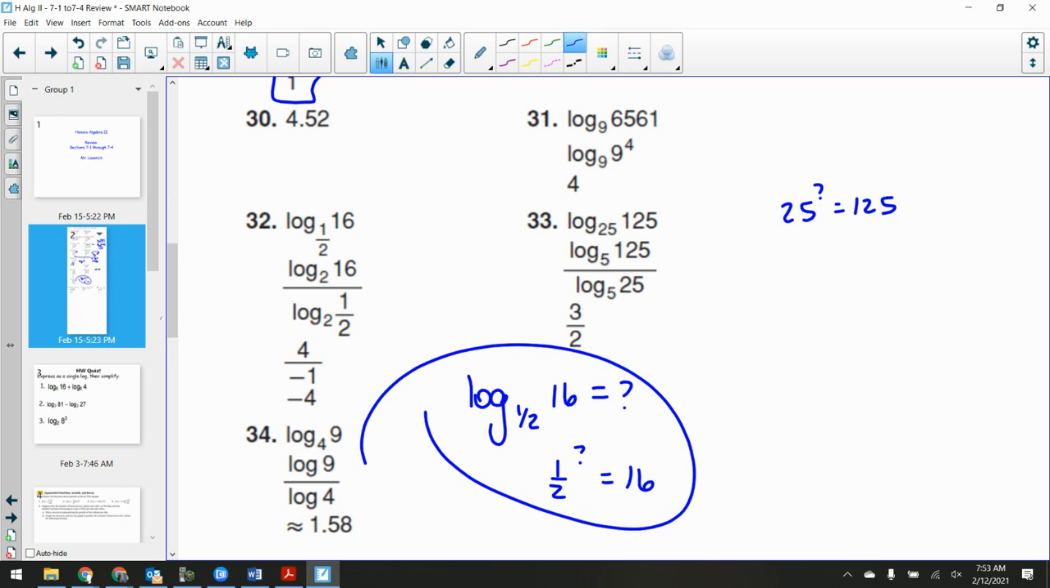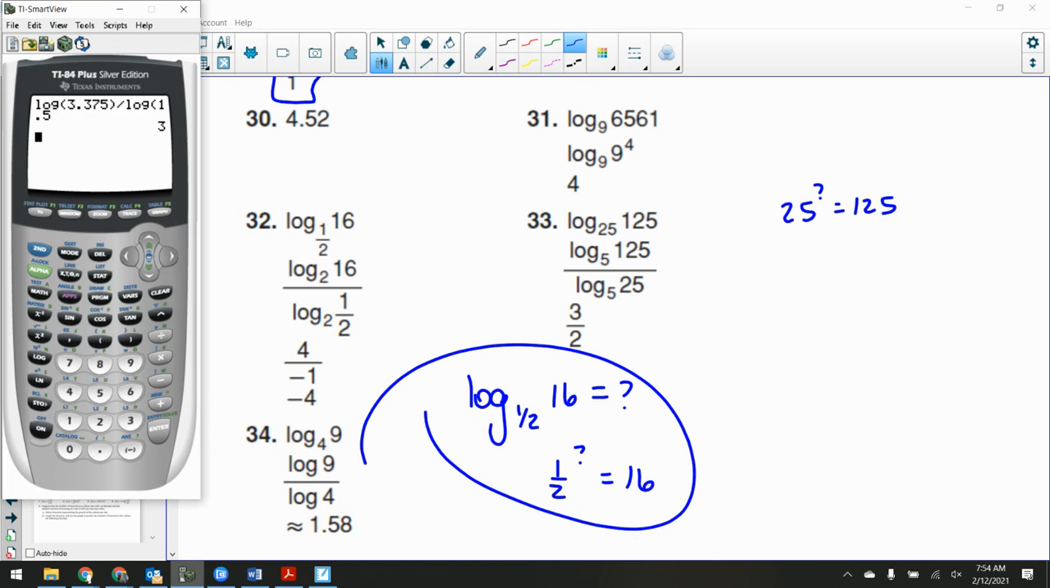Well, these both are powers of 5, aren't they? 125 is 5 to the third, 25 is 5 to the second. So I can change this into log base 5 of 125 divided by log base 5 of 25. Log base 5 of 125 is 3. Log base 5 of 25 is 2, so it's 3/2. Could I have changed it to base 10 if I had my calculator? Of course. Log base 10 of 125 divided by log base 10 of 25 gets me 1.5.